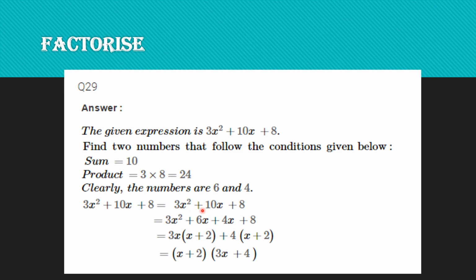3x² + 10x can be written as 6x + 4x + 8. If you take the common term as 3x, we get x + 2, so that 3x² + 3x into 2 is 6x. If you take the common term as 4, we get x + 2, such that this term has to be the same as the previous term we have taken here, x + 2.